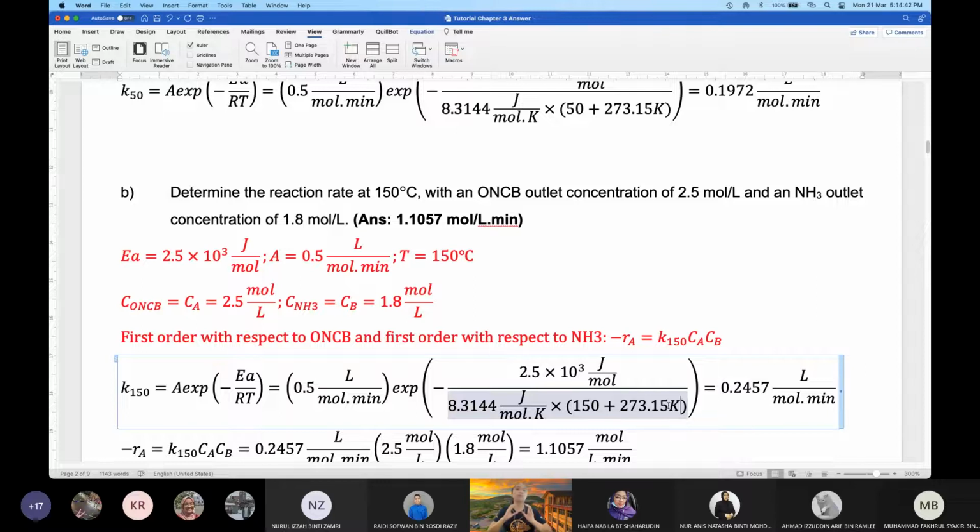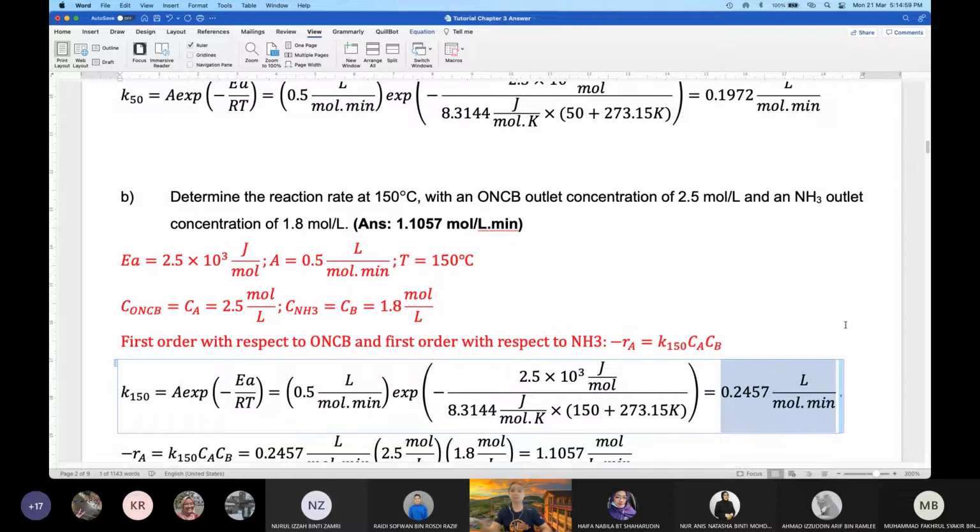Okay, I hope you really understand this part. When the temperature changes, the only thing that changes is K. EA will not change, A will not change. Okay, so when you recalculate the K at the new temperature, you will get 0.2457 liter per mole minute. Okay, now there is one more way for you to check whether your calculation is correct or not.